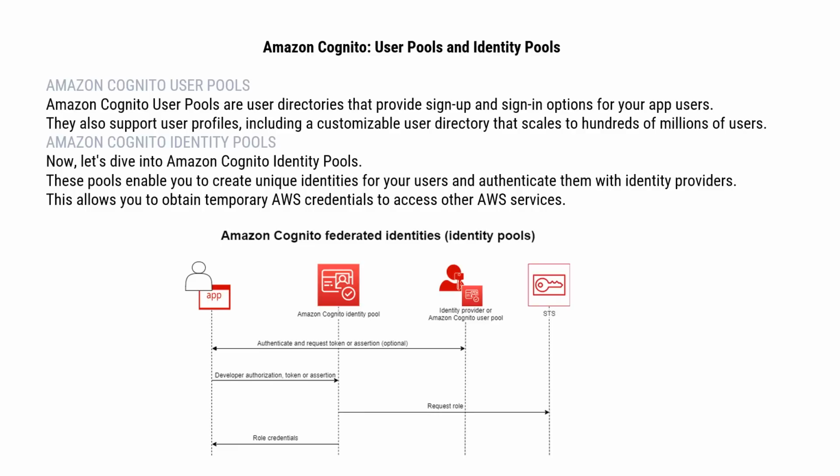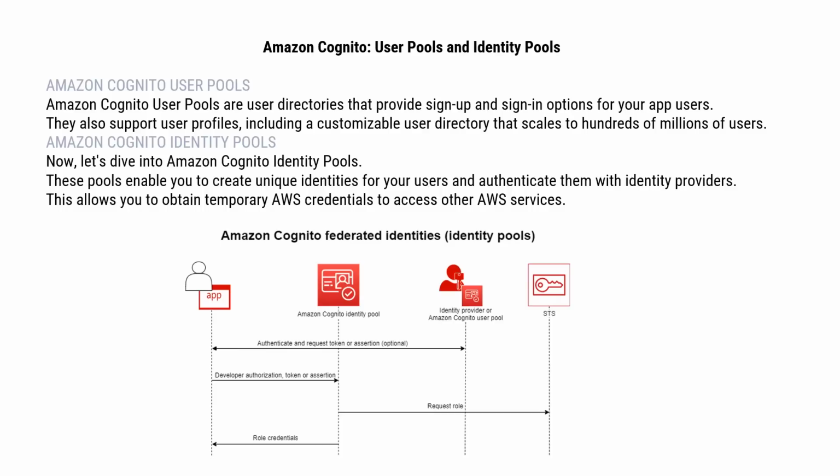Welcome to a quick guide on Amazon Cognito, user pools and identity pools. Amazon Cognito user pools are user directories that provide sign in and sign up options for your app users. They also support user profiles, including a customizable user directory that scales to hundreds of millions of users.